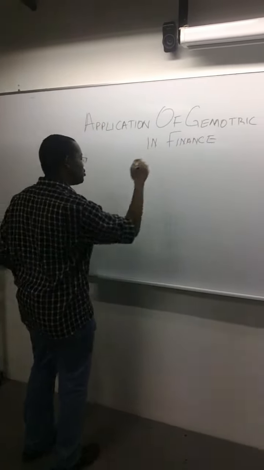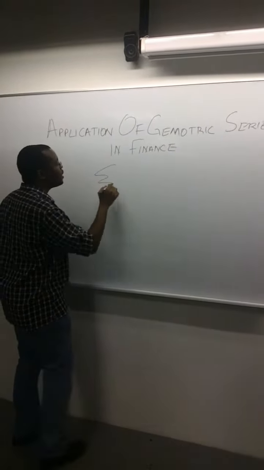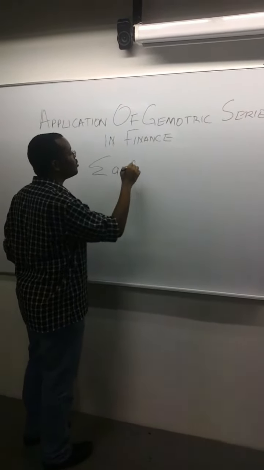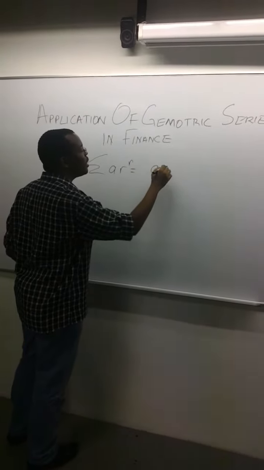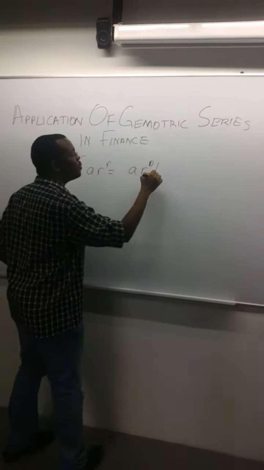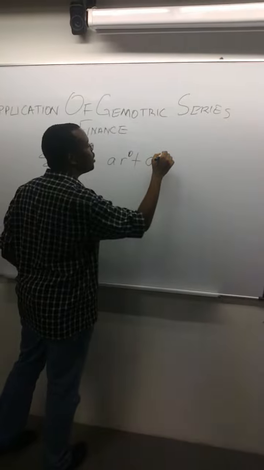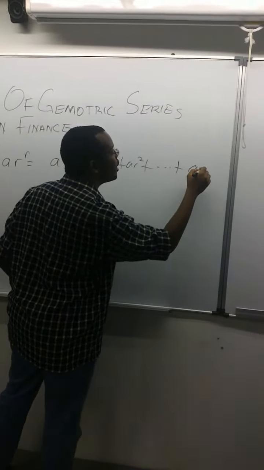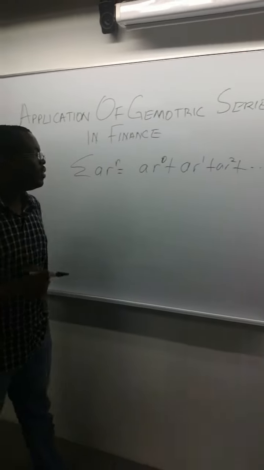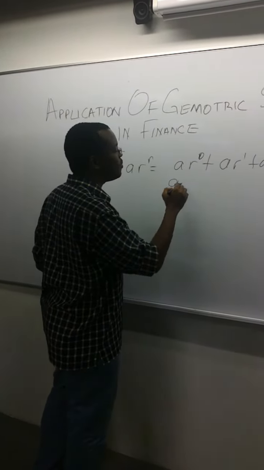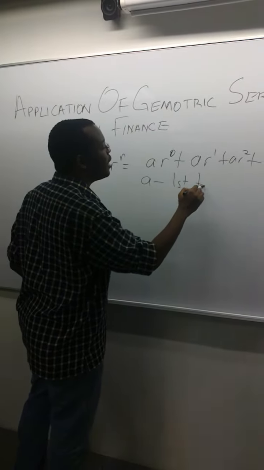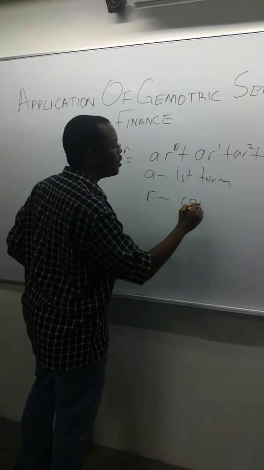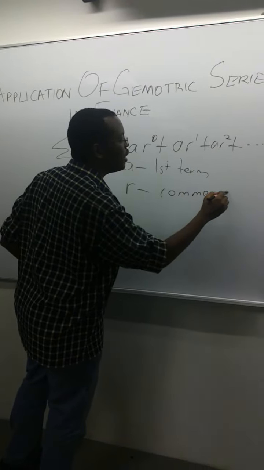So I think you remember the geometric series where, if we had a term a and we multiplied it by r to the power n, which would give us a r to the power 0 plus a r to the power 1 plus a r to the power 2 plus ... plus a r to the power n. Now, the whole idea is that a is our first term, right? And r is our common ratio, right?